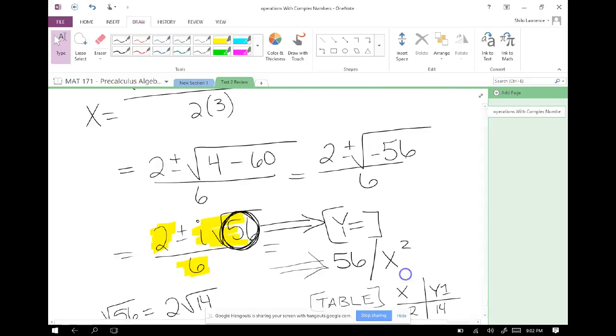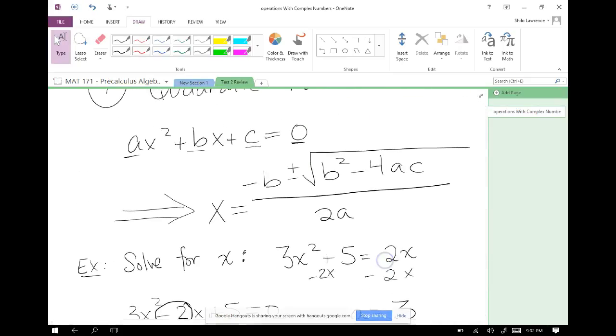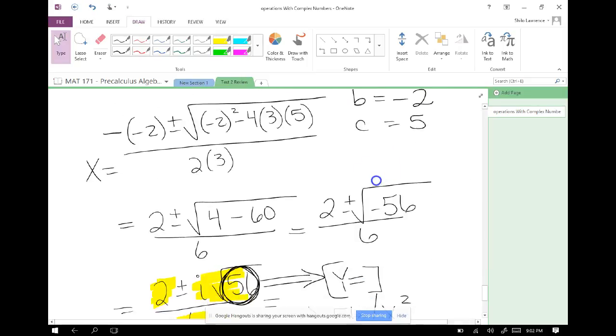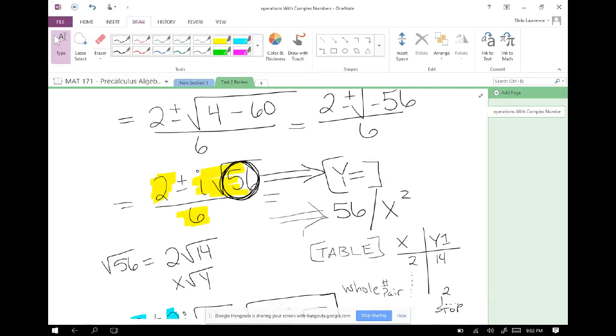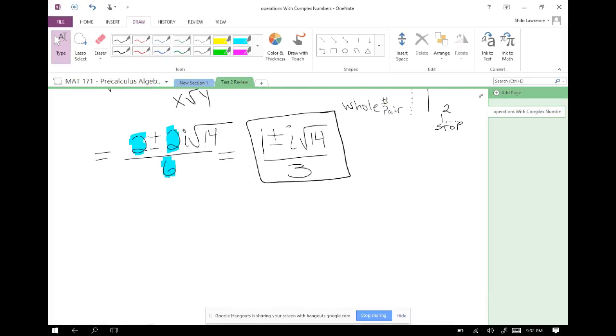So on your test, I really think quadratic formula is the way to go. Unless you are good at factoring, or you can easily see the way to factor it, or if you recognize it as just having one x in the problem and you can quickly do the square root method.